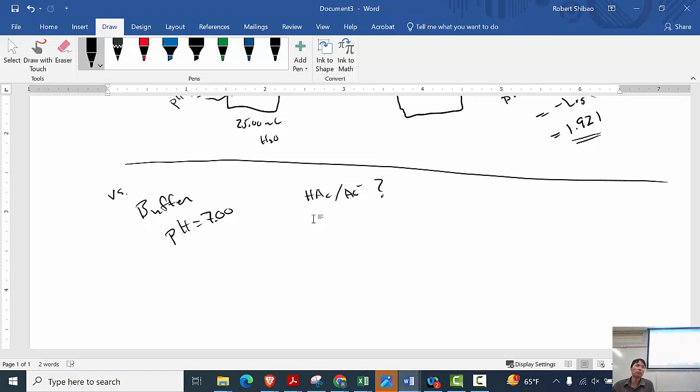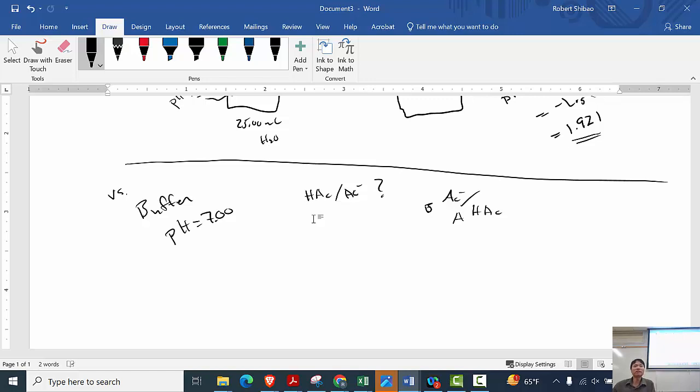Are you talking about the ratio of base to acid for a buffer? Yeah, right. Exactly. It's base to acid, you're right. And so I should have written this acetate over acetic acid, because we have the base on top, the acid on the bottom in the Henderson-Hasselbalch equation.